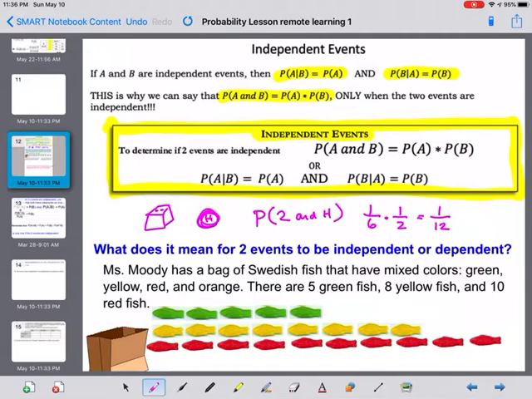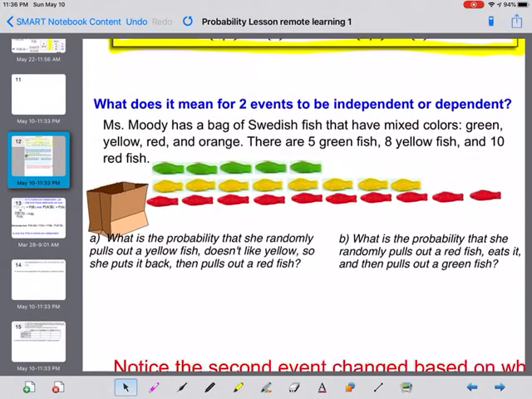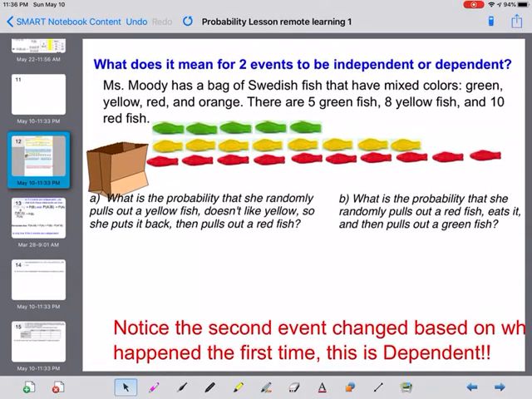I'm going to erase this, but feel free to pause and write that down if you want to understand when two things are independent. So these are independent events, because whatever happens with the dice does not affect the coin, and the coin does not affect the dice. It's going to be that way no matter what. Just to not overwhelm what we have written here, what does it mean for two events to be independent or dependent?